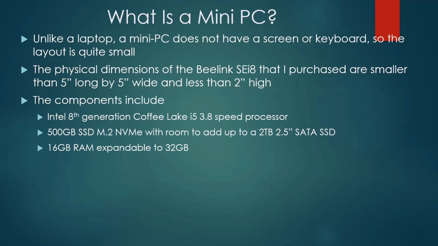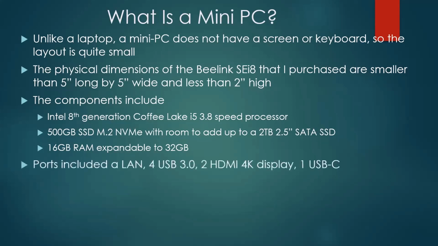It comes with a 500 gigabyte solid state M.2 NVMe drive with room to add up to another 2 terabyte, 2.5 inch SATA solid state drive. It comes with 16 gig of RAM, but it's expandable to 32. And the ports included a LAN, some of the ports we just heard from Hewie, a LAN, 4 USB 3.0, 2 HDMI 4K displays, and 1 USB-C. As Hewie pointed out, this is the USB that's going to be taking over as time goes on. And the operating system was Windows 11 Pro, not Home, but Windows 11 Pro.